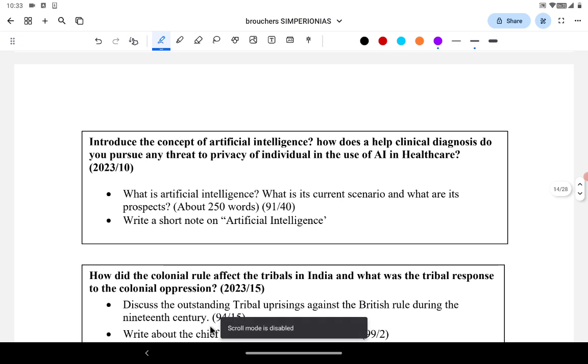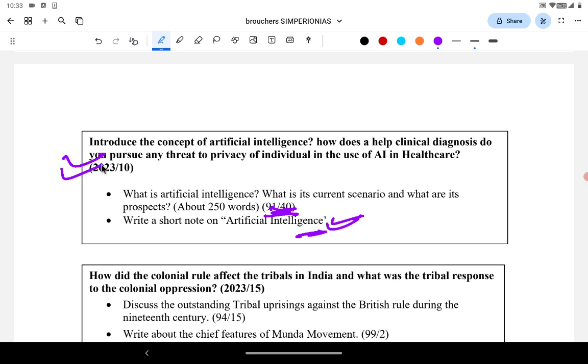See, artificial intelligence. It was asked in 1991 actually. It was asked again, write a short note on artificial intelligence, the year is not given here. They asked the same question in 2023. Currently the AI is in news. It's taking over the world. ChatGPT, OpenAI, etc. and the Gemini of Google. So they asked, introduce the concept of it.